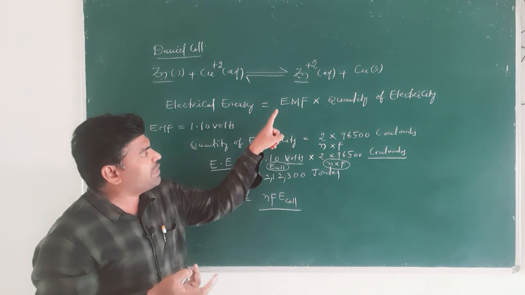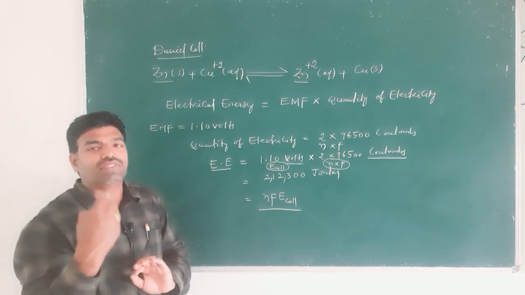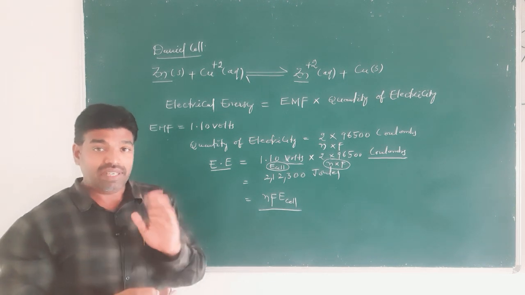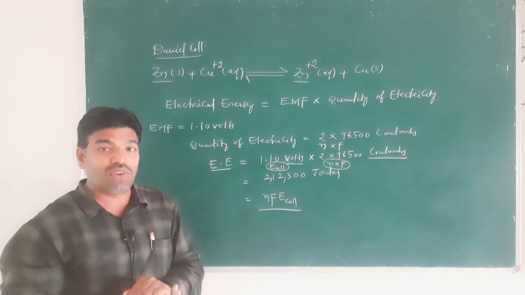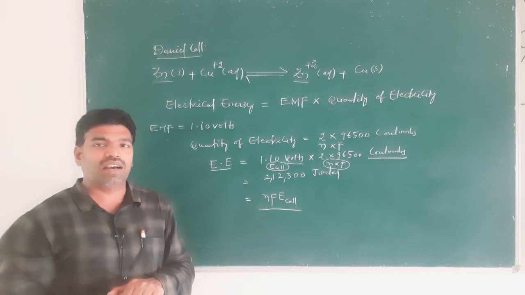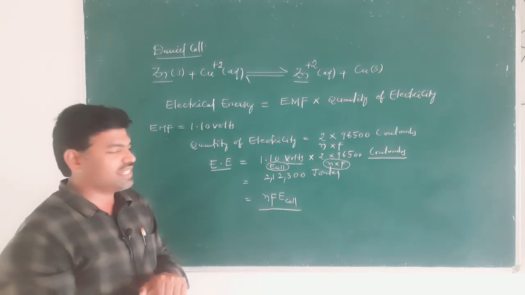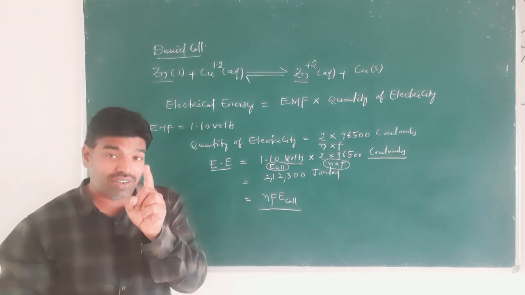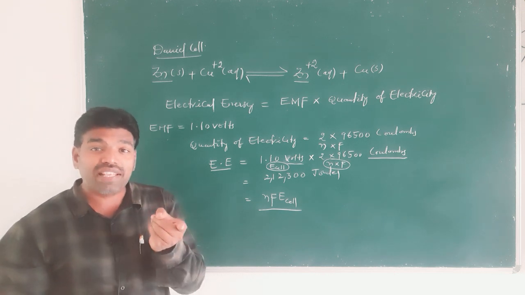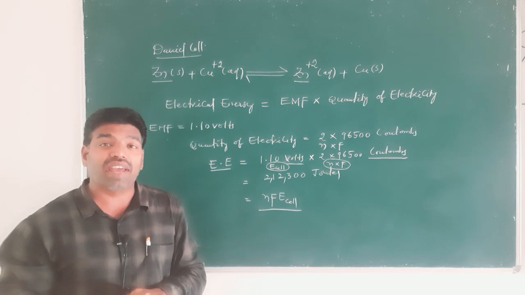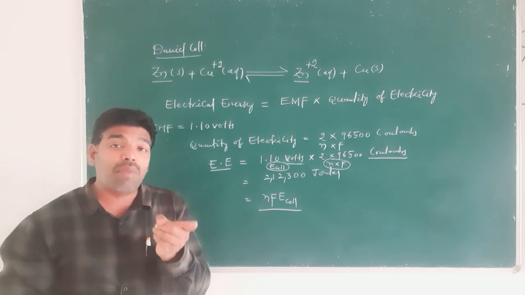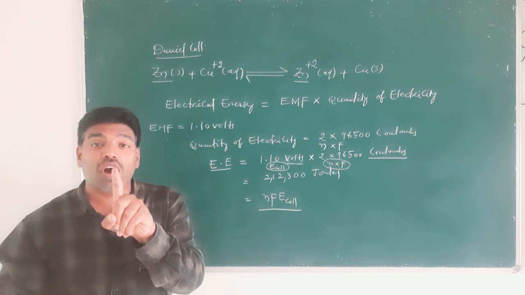If we multiply the EMF with the quantity of electricity, that gives the electric energy that is produced by the Daniell cell. But the question is, how is this electric energy produced, right? So please keep your mind on my words. According to the law of conservation of energy, one form of energy is converted into another form of energy. I repeat, according to the law of conservation of energy, one form of energy is converted into another form of energy.